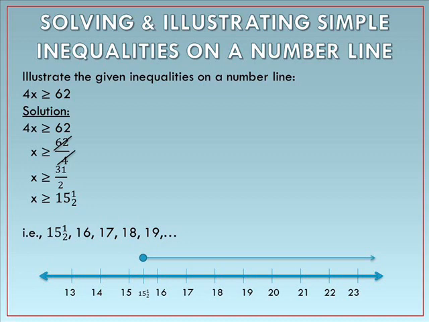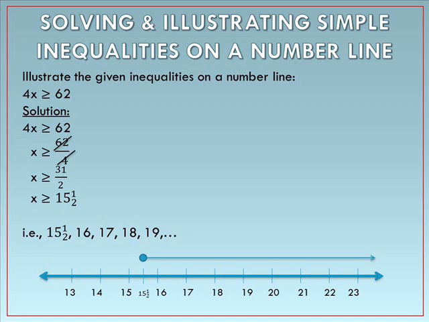Therefore, we will transpose it to the right hand side. As 4 is being multiplied on the left hand side, it will be divided on the right hand side. So we have 62 over 4. After cancellation, we have 31 over 2, and converting it into a mixed number, we have 15 whole 1 over 2, which can also be written as 15.5.